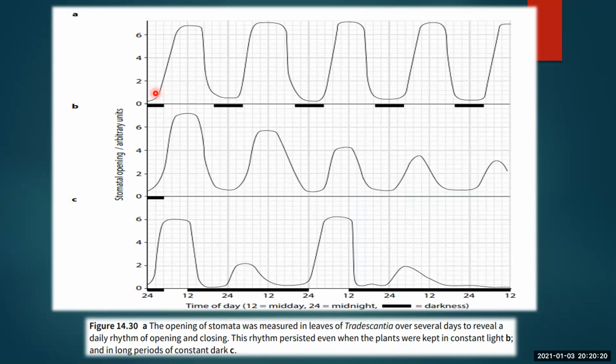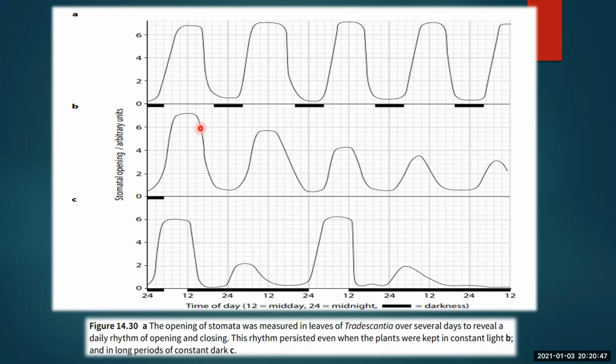But if you just look at this diagram, here in part A they have shown you the daily rhythm of what happens during the day and what happens during the night. This is darkness, the darker line that they've shown. So see the daily rhythm, what happens throughout the day, during day and night. But in this case, they've shown a period of constant light. They are giving constant light, but even then you see the rhythm is there.